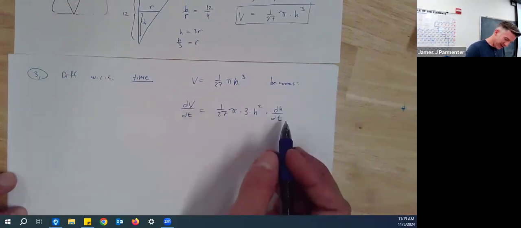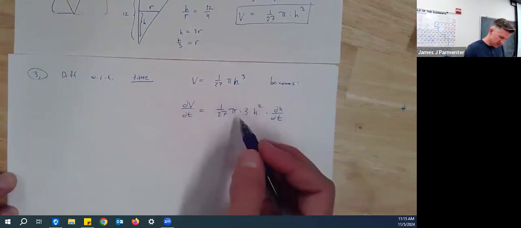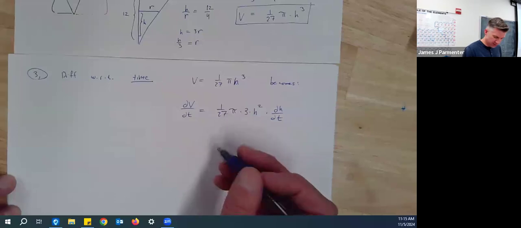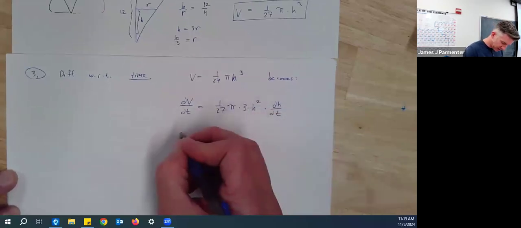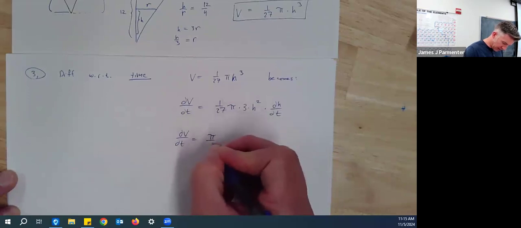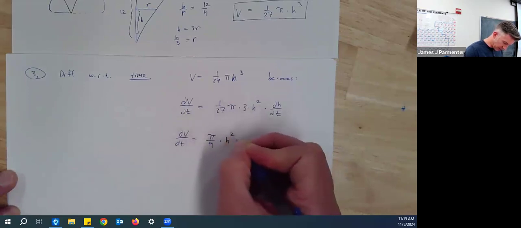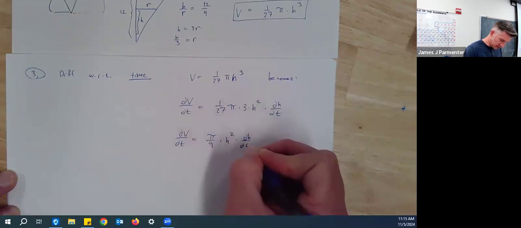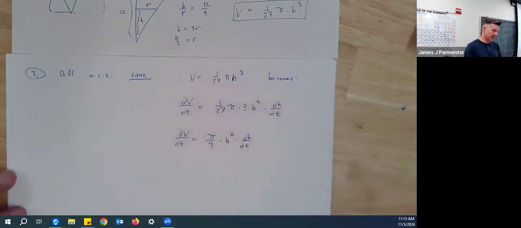So anyway, now we should just plug in. I guess we could simplify a little bit if we wanted to. You could simplify this as dV/dt equals pi over 9 times h squared times dH/dt, because 3 over 27 reduces to 1/9. 1/9 times pi is pi over 9. Now plug in.